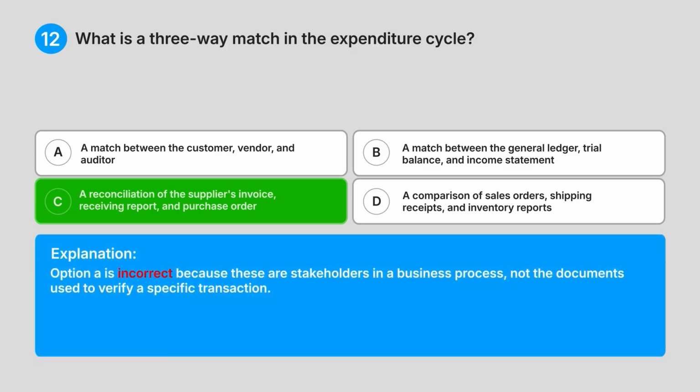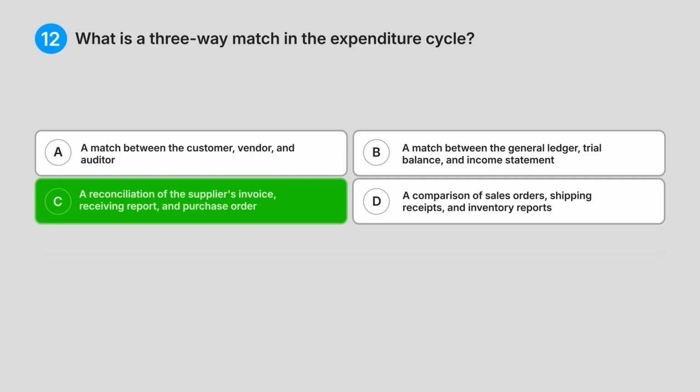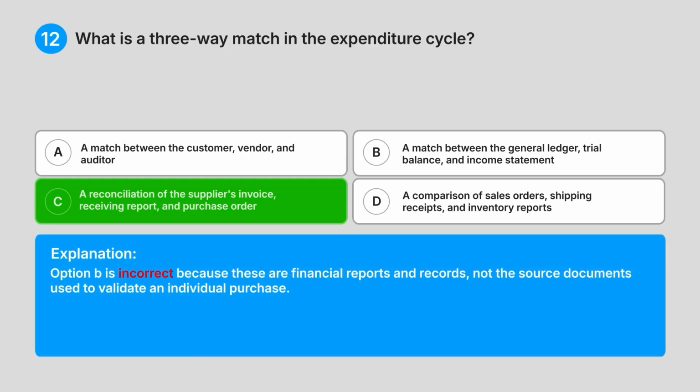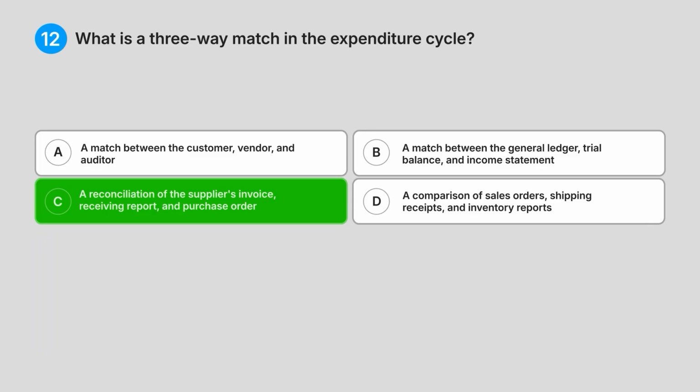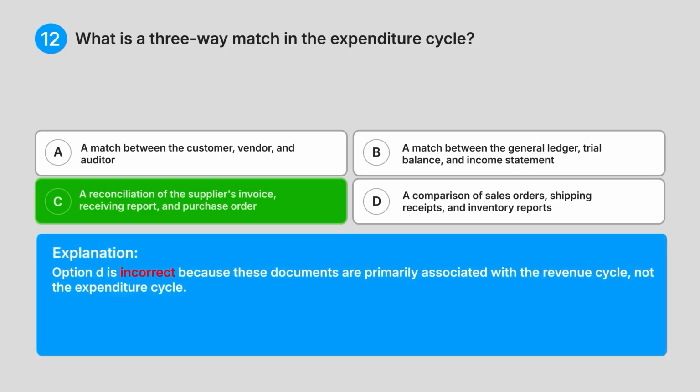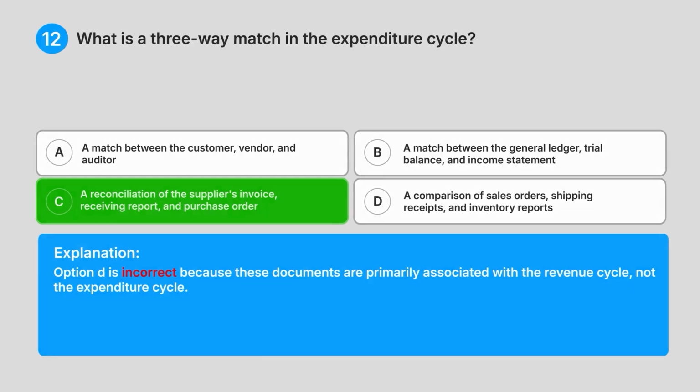Option A is incorrect because these are stakeholders in a business process, not the documents used to verify a specific transaction. Option B is incorrect because these are financial reports and records, not the source documents used to validate an individual purchase. Option D is incorrect because these documents are primarily associated with the revenue cycle, not the expenditure cycle.